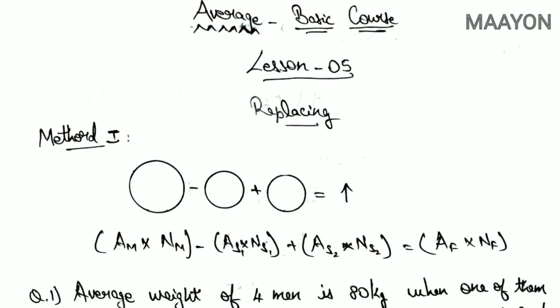Welcome to Mayon. This is Average Basic Course Lesson 5. In this lesson, we are going to discuss the topic replacing. There are two methods in replacing.